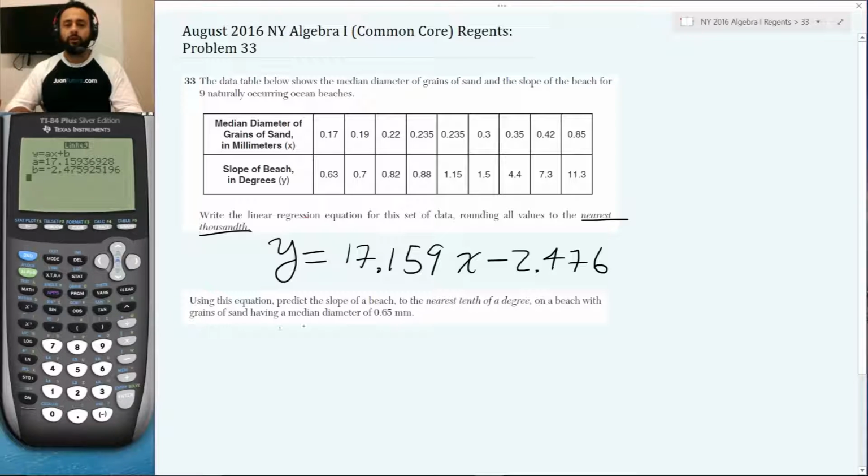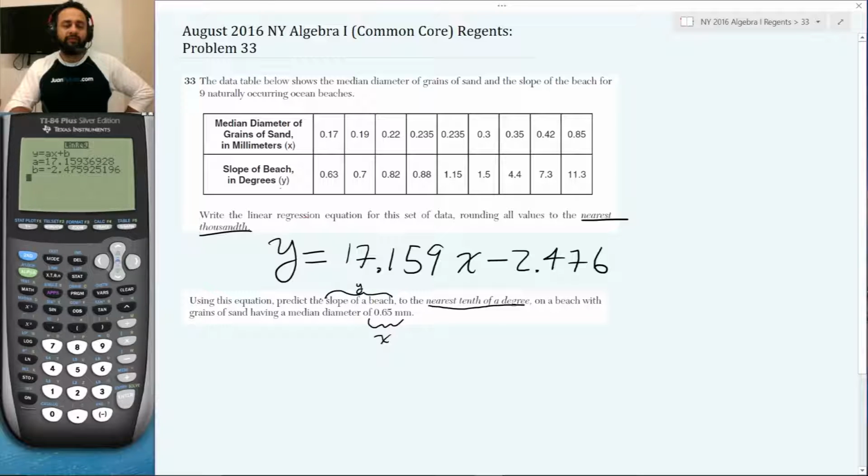The next one, using this equation, predict the slope of the beach to the nearest tenth of a degree on a beach with grains of sand having a diameter of 0.65 millimeters. So things to know, nearest tenth of a degree. Here's the median diameter of 0.65 millimeters. This is an x value. Predict the slope of the beach. This, according to the data, slope is a y value.